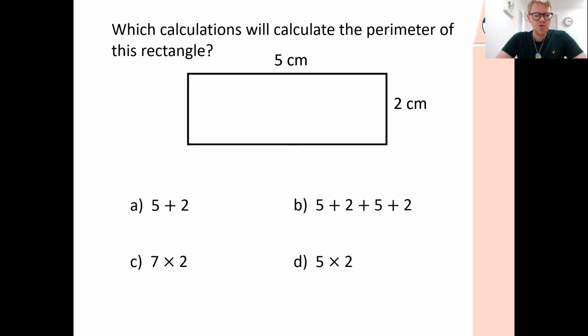5 times 2, no, that's not right for the perimeter. We don't need to multiply the numbers together for our perimeter. There is another calculation we might do where we do times, but that's not something we're going to be looking at today. That would be area, which we will think about a little bit, but that's not going to be something we'll learn too much about right now. Okay, so we've worked out that it can be B or C.